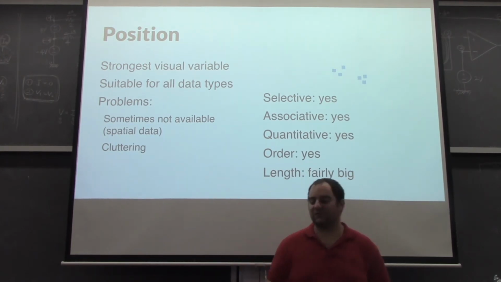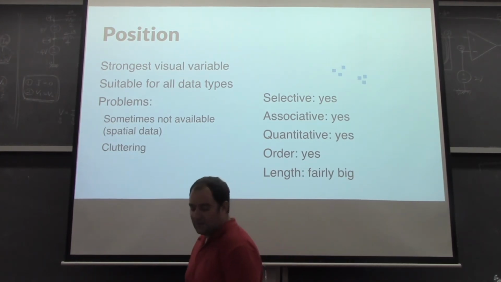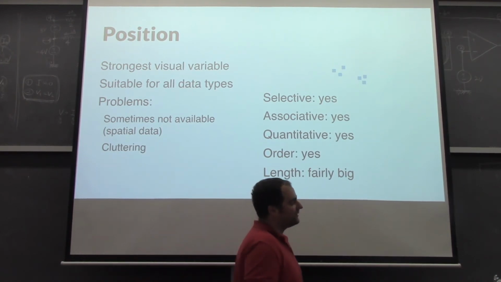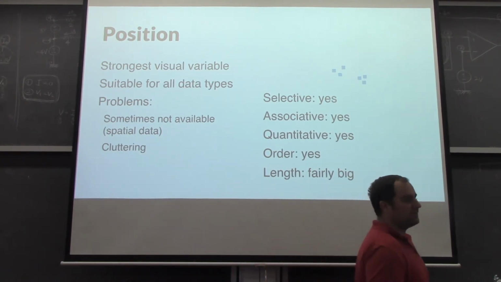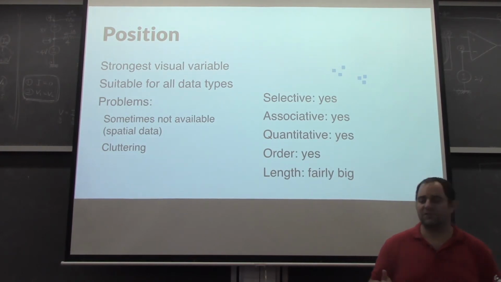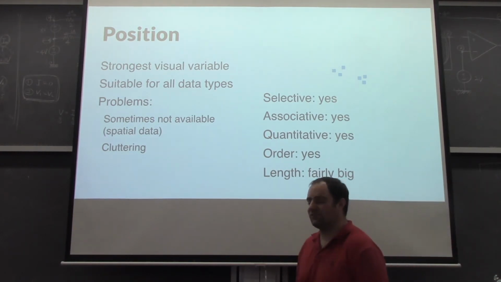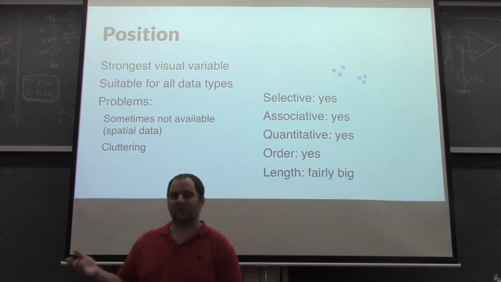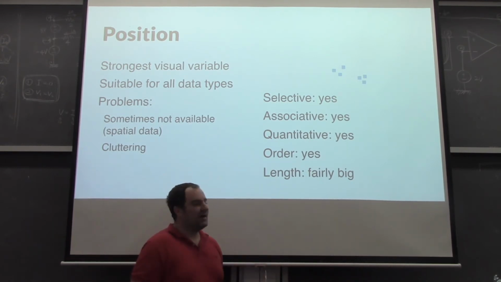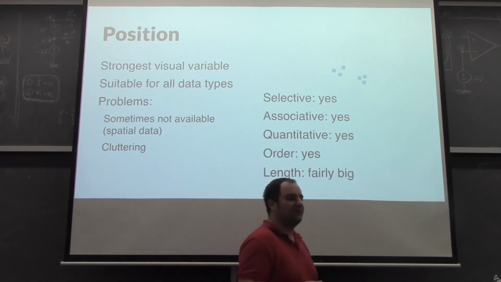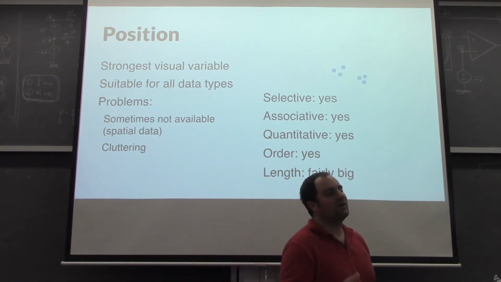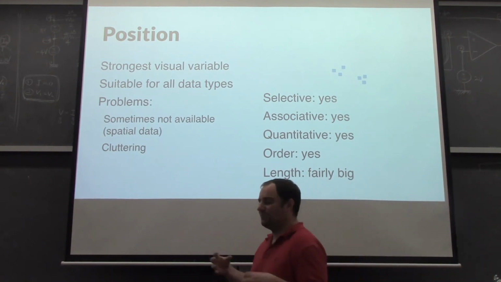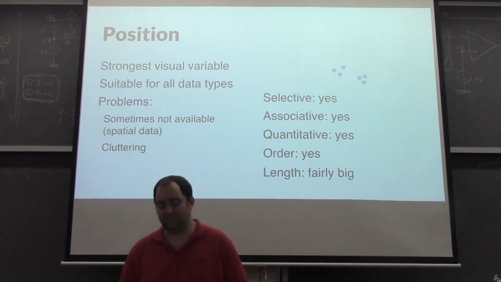Position, as I already mentioned, is the strongest visual variable, and it's suitable for all data types. What are the problems associated with it? Well, sometimes it's not available. So for example, if you want to plot information on top of a map, you can't really choose your position because your position is given by the location, for example, of a city. And it can lead to cluttering. So for example, if I have densely populated areas, I have a lot of information in the same place, and then I can't really distinguish between those items.